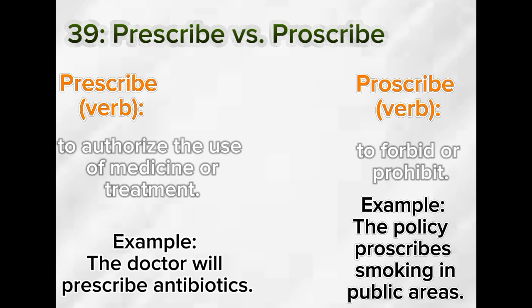Next up, prescribe and proscribe. Prescribe means to authorize the use of medicine or treatment, like, the doctor will prescribe antibiotics. Proscribe means to forbid or prohibit, like, the policy proscribes smoking in public areas. So, prescribe is to authorize, and proscribe is to forbid. Easy, right?